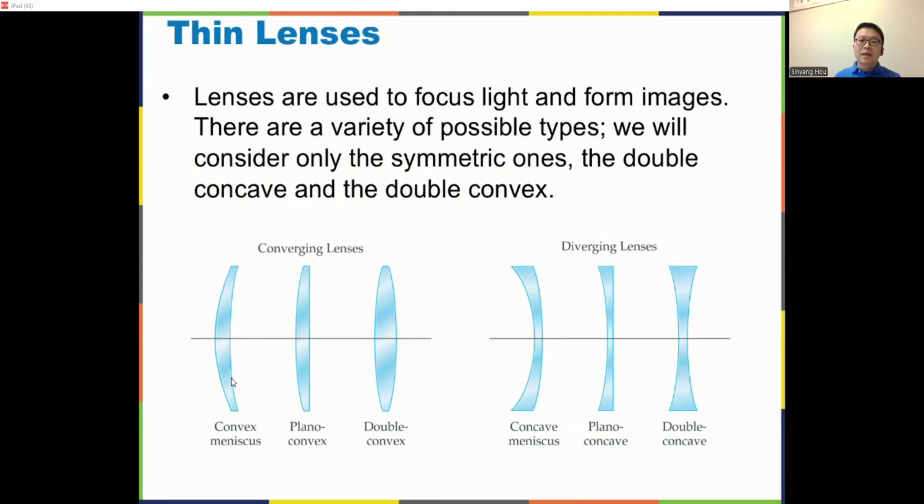And for plano convex, that means one side is flat and one side is curved. So it's curved outward, so it's called convex. Okay, and then double convex would be both sides curved outward. Concave meniscus will be curved in here, and this side will be curved as well. Plano concave, so again, one side curved in, the other side flat. Double concave, both sides curved inward. Okay, and the focus for this class will be on just double convex and double concave lenses.